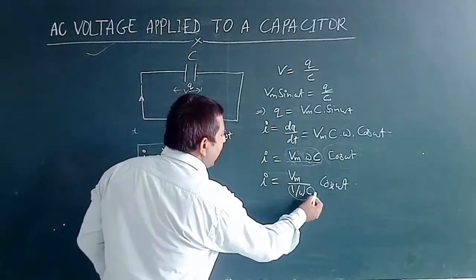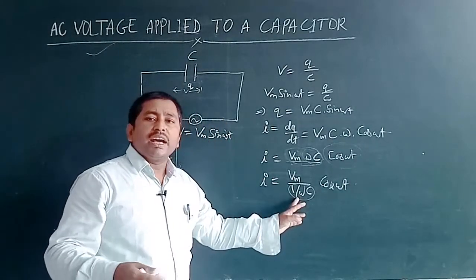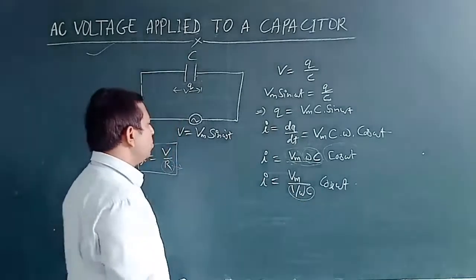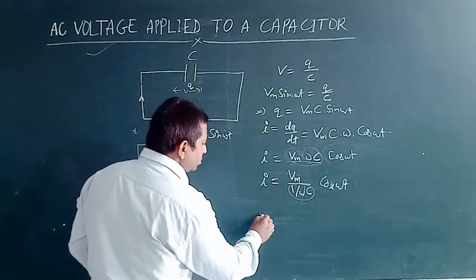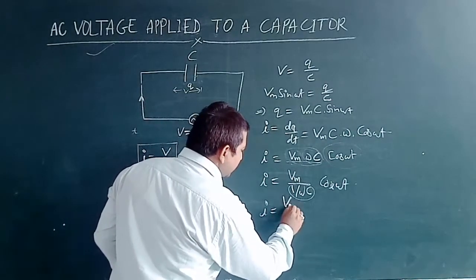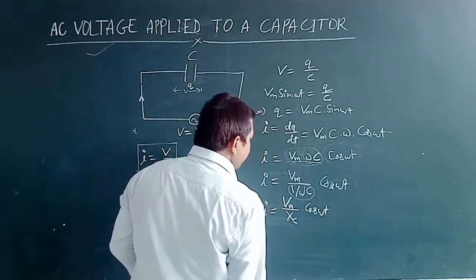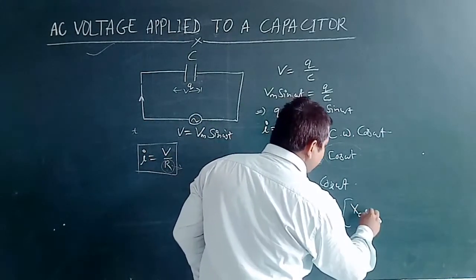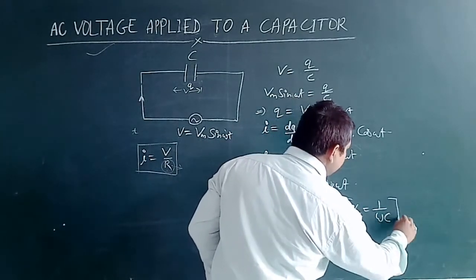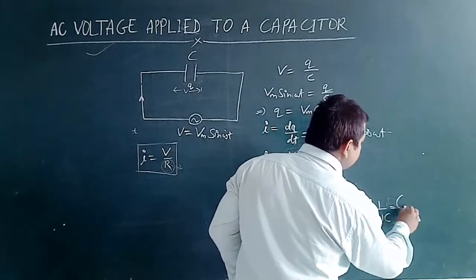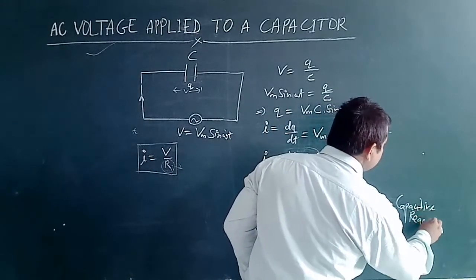So this acts as the resistance of the capacitor. This is known as capacitive reactance, and it can be expressed by a particular term that is Xc. So I can be written as Vm by Xc cos omega t. Here Xc is equal to 1 upon omega C. This is known as what? Capacitive reactance.